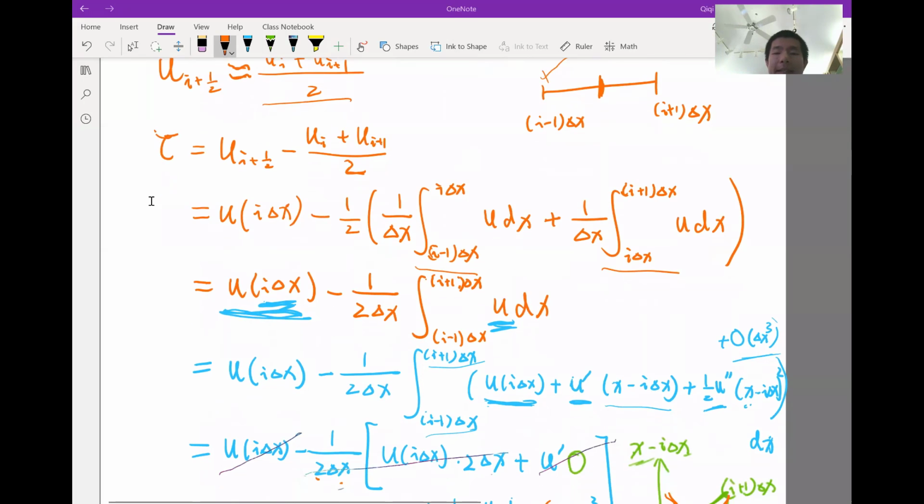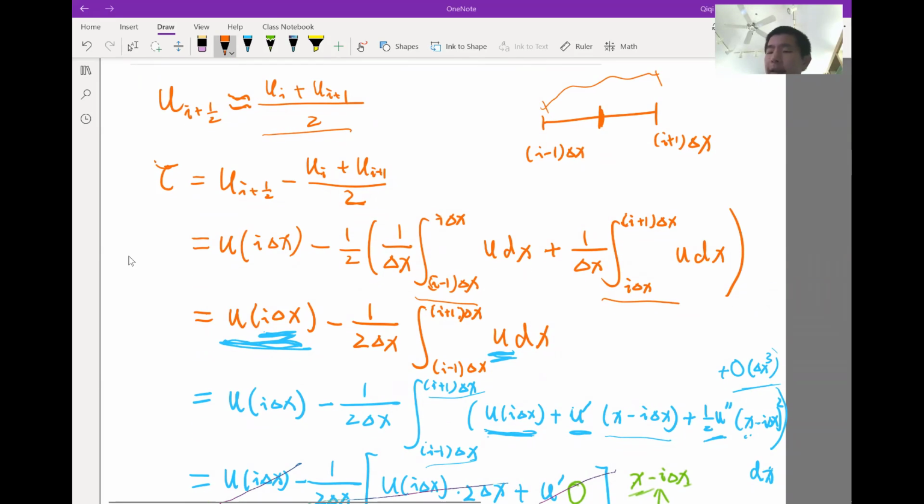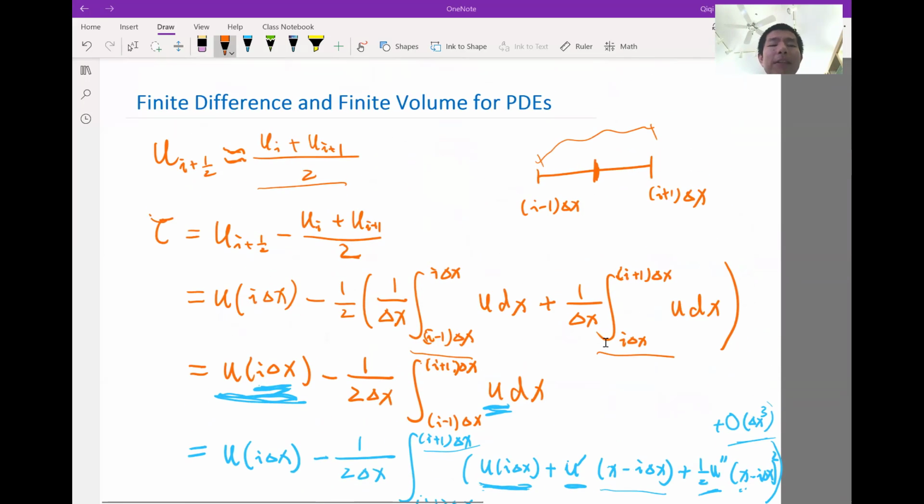I mean, the analysis is a little bit more complicated than the truncation error analysis through Taylor series in finite difference, because you need to do these integrals. But the fundamental idea is exactly the same, right? You expand a function with Taylor series and figure out how big the truncation error is.